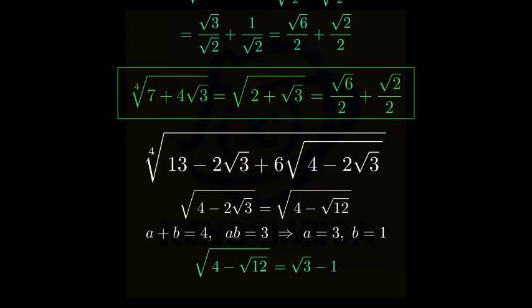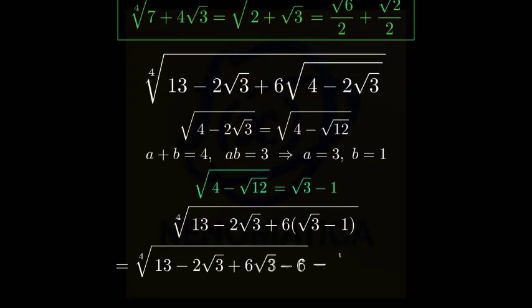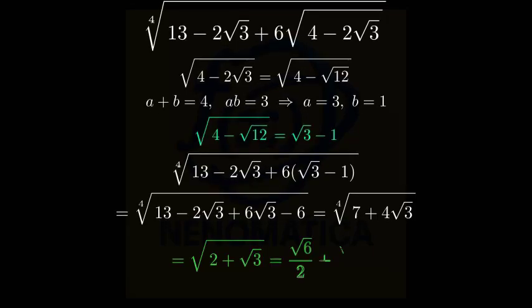We look for numbers a and b with a plus b equals 4, and ab equals 3, which gives a equals 3, and b equals 1. Therefore, the inner radical equals the square root of 3 minus 1. Substitute that result back into the big expression. 13 minus 2 times the square root of 3 plus 6 times parenthesis square root 3 minus 1 close parenthesis simplifies to 7 plus 4 times the square root of 3.